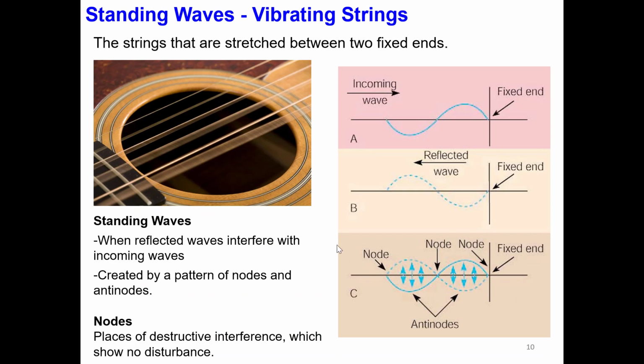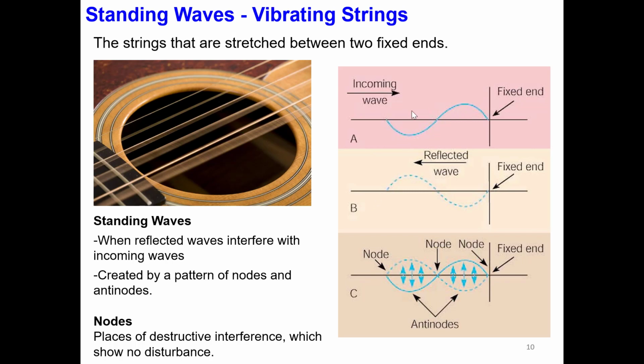Then one of the phenomena in which the interference is applied is in the case of standing waves. One example of standing waves is the strings in a guitar, and in this case, the ends of the string are fixed. And now what happens when we apply a force to the string of a guitar?